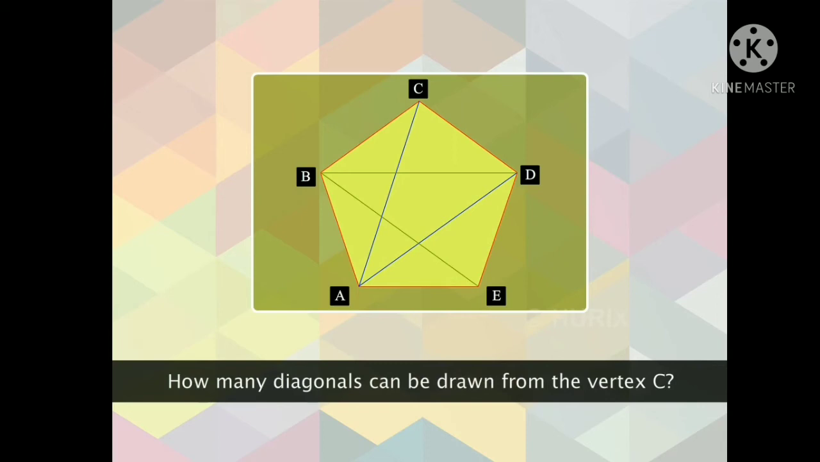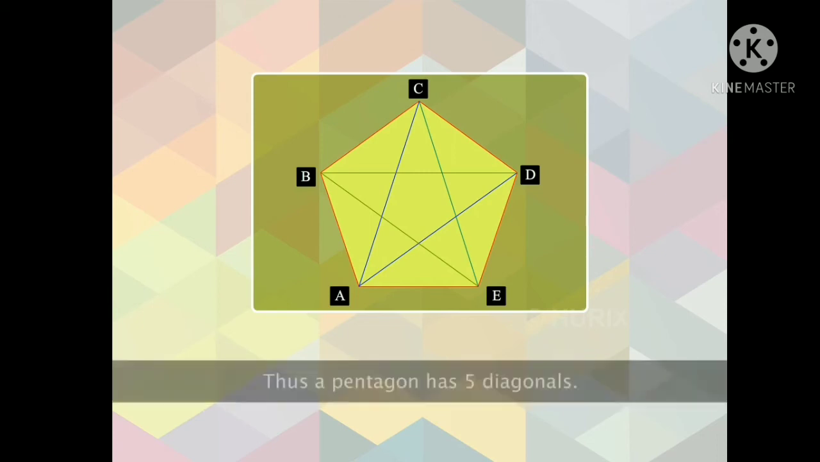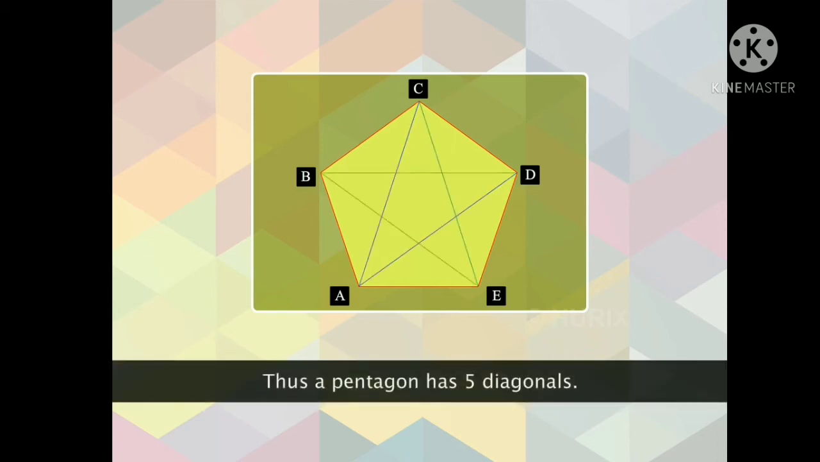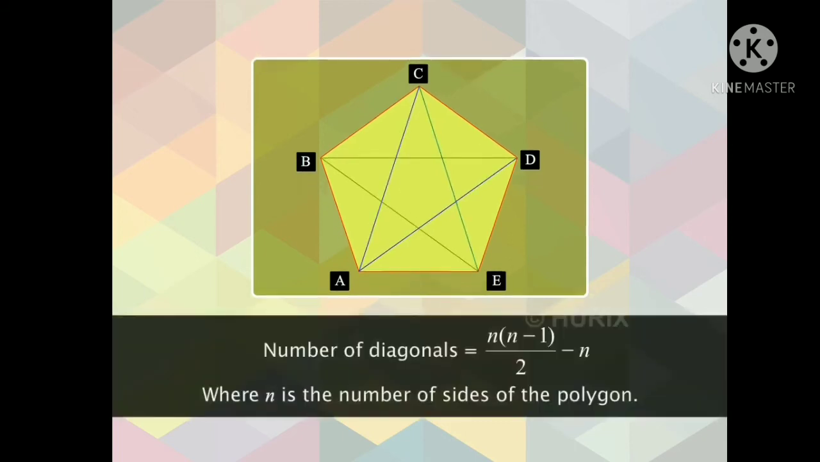Considering that we ignore two adjacent vertices on each side of C and the diagonal AC already exists, we can draw the diagonal CE. Thus, a pentagon has 5 diagonals. There is a formula that enables us to determine the number of diagonals of a polygon when we know the number of sides of the polygon.